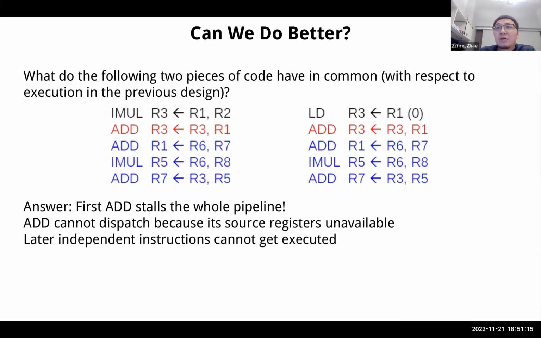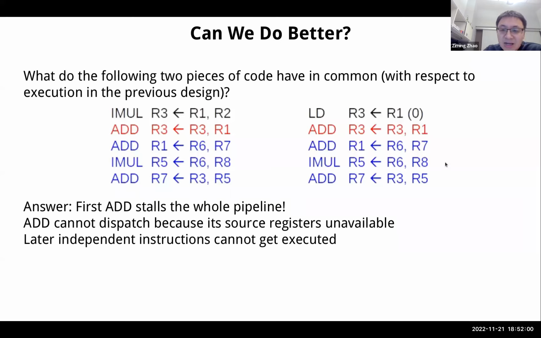Let's say here we have two examples. The first one, on the left-hand side, has 5 instructions. The first instruction is an integer multiply: we multiply R1 and R2 and put the result into R3. Then the second one, we add the value of R1 to R3, and the result goes to R3 again. After that, R7 and R6 are moved into R1, then another multiply.